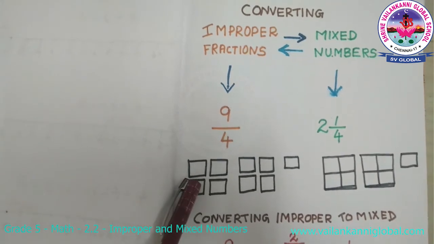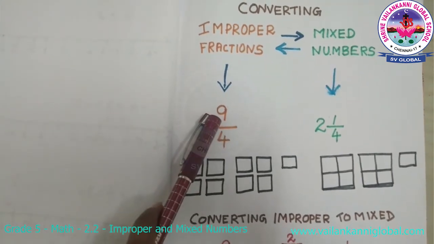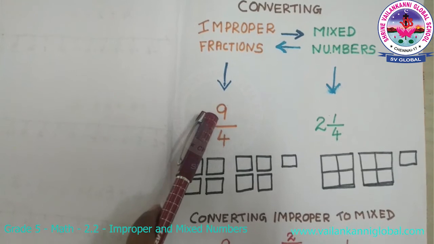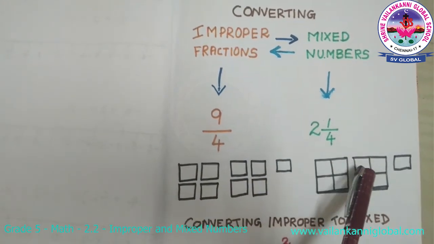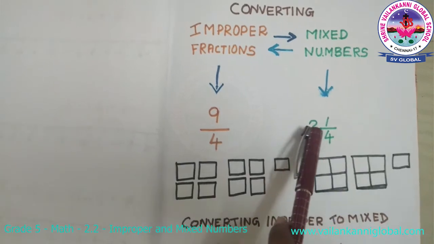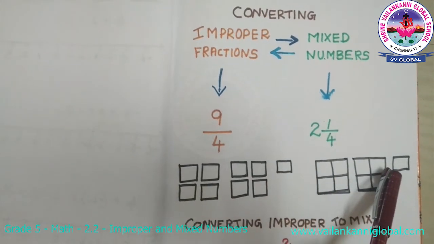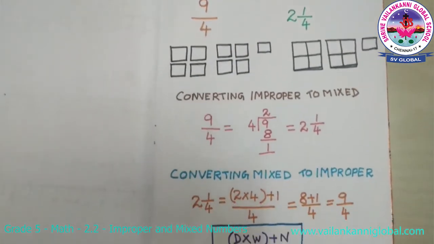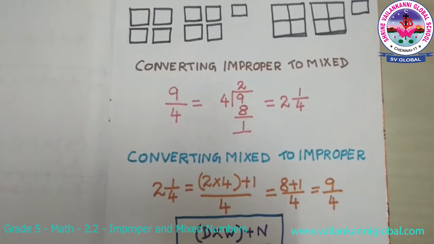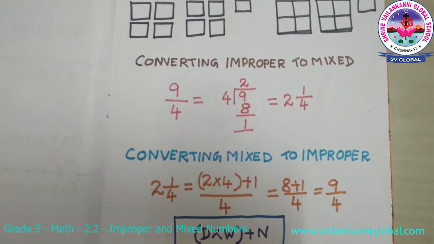So 2 and 1 by 4. In an improper fraction, we use the number of parts. In a mixed number, we use the whole, how many wholes we used, and the part of the whole. Let us see converting mixed to improper and improper to mixed numbers.